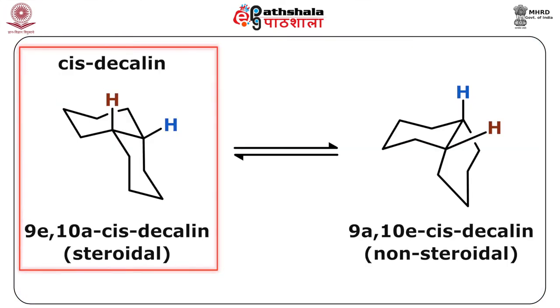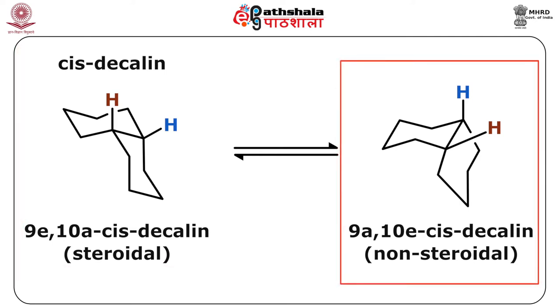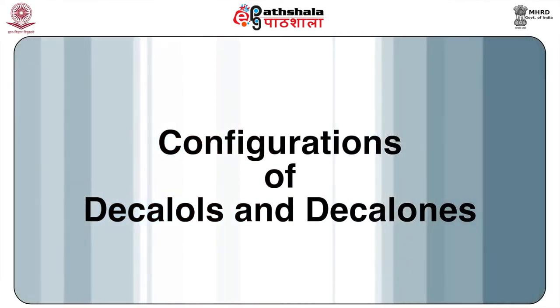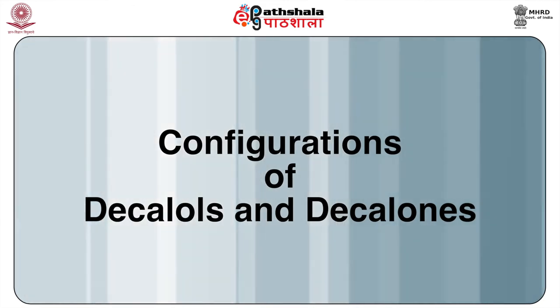In these natural products, the cis isomer actually exists in a particular conformation. That means the ring flipping does not happen here. So, in these natural products, the particular conformation in which the cis isomer exists is specific to these natural products. And this happens specifically in steroids. Thus, the conformations of cis decalin can now be classified as steroidal or non-steroidal on the basis of its occurrence in these natural products. Let us now study the configurations of decalols and decalones, the derivatives of decalin.